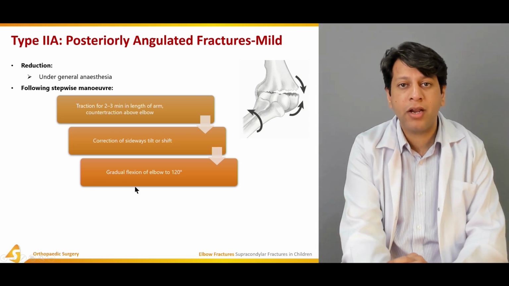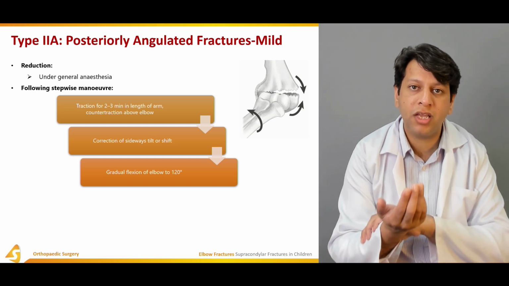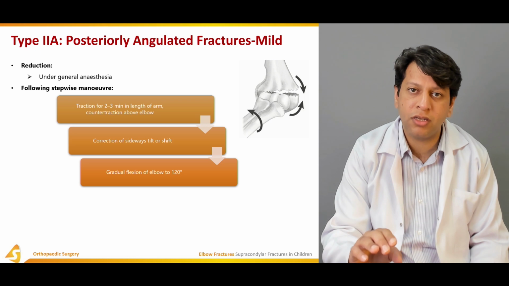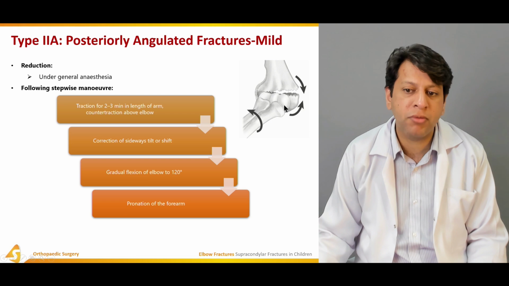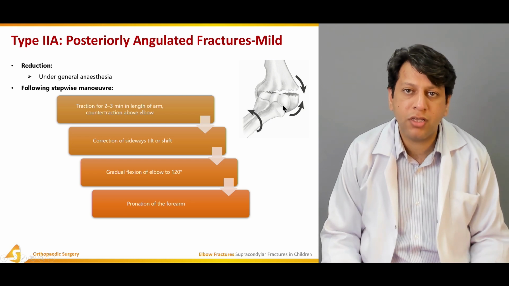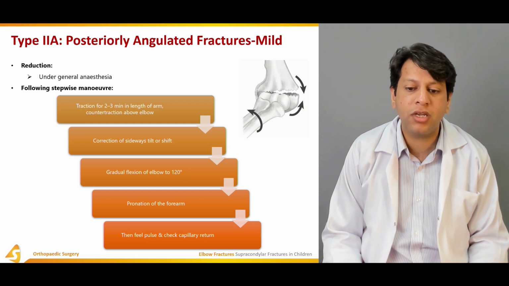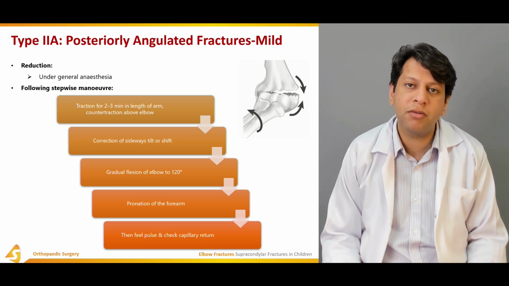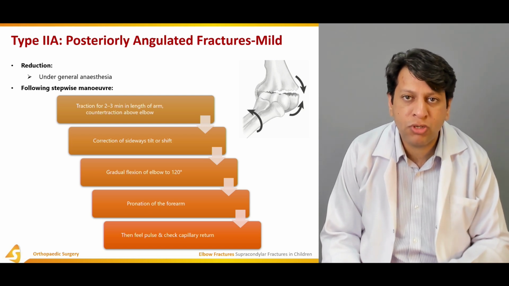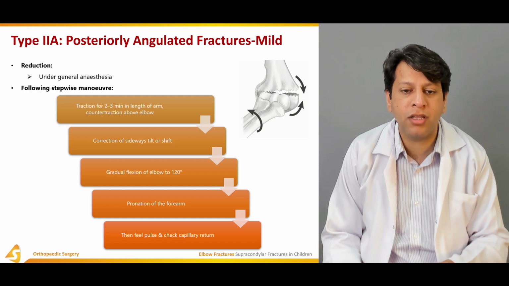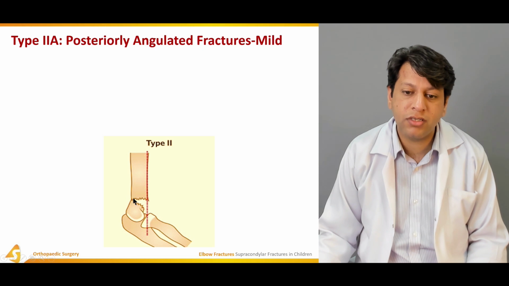First you apply traction, then you adjust medial lateral translation, then you flex the elbow to 120 degrees, and lastly you pronate the arm. Pronation of the arm would lock this reduced fragment into its place, and it will not get dislocated or translated again. And then feel the pulse and check the capillary return. Why do we need to do that? Because we need to make sure that this maneuver has not resulted in damage to the artery, in the form of the brachial artery.